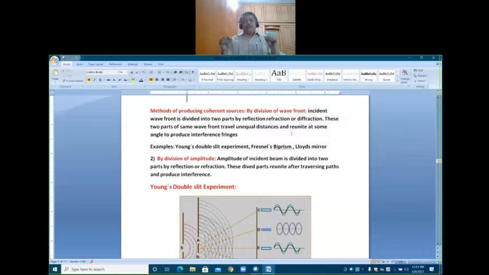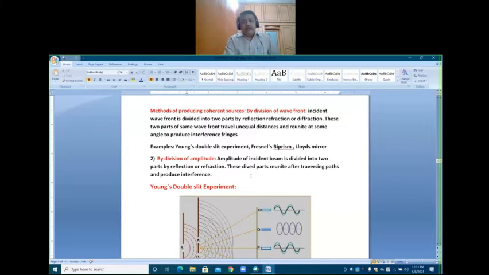According to Huygens principle, every point on the wavefront is a new source. These two beams travel unequal distances, overlap, reunite at some particular angle and produce interference fringes. Depending on whether crest falls on crest or trough falls on trough, it will be bright or dark. The experiments that we are going to study under division of wavefront are Young's double slit experiment, which we will see now, and after that Fresnel's biprism and Lloyd's mirror. These three experiments are for division of wavefront.